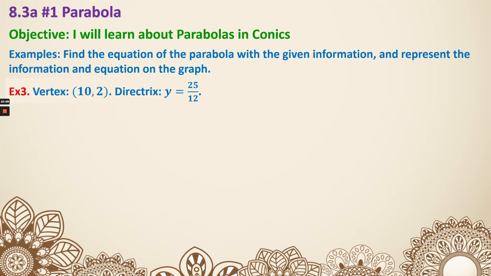Moving on, the vertex is (10, 2). The directrix is y equals 25 over 12. So in this case, let's draw the things. We don't have a graph on here, but you can choose to draw it on your paper. But 25 over 12 is not the easiest point to identify, so let's just do a rough idea. So the vertex is at (10, 2). Let's say that's the vertex (10, 2). The directrix is at 25 over 12.